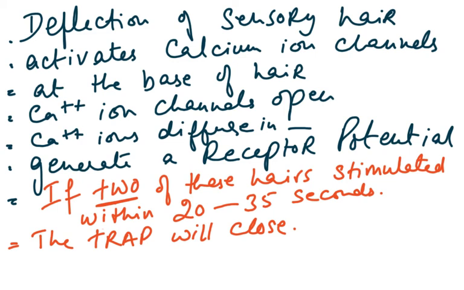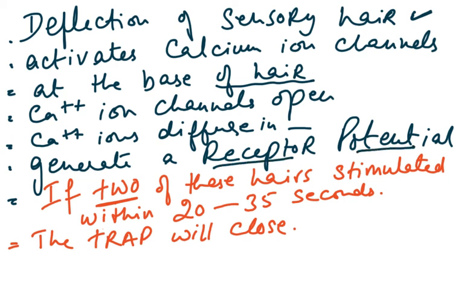When the insect is roaming around on the Venus flytrap, it causes deflection of the sensory hair. Now, these three stiff sensory hairs are the ones which are actually going to cause the trap to close or remain open. So, the deflection of the sensory hair activates calcium ion channels, which are found at the base of the hair. The calcium ion channels open and calcium ions diffuse in. This generates a receptor potential.